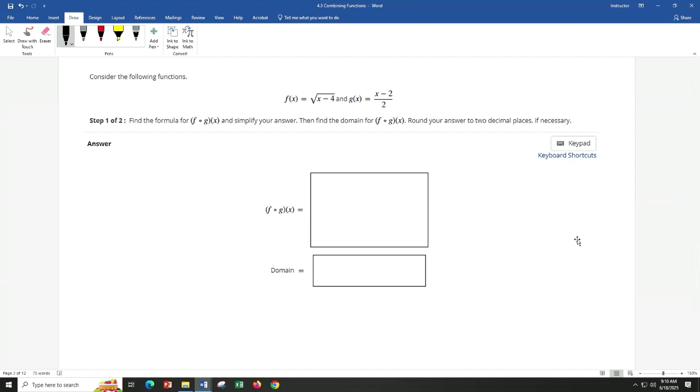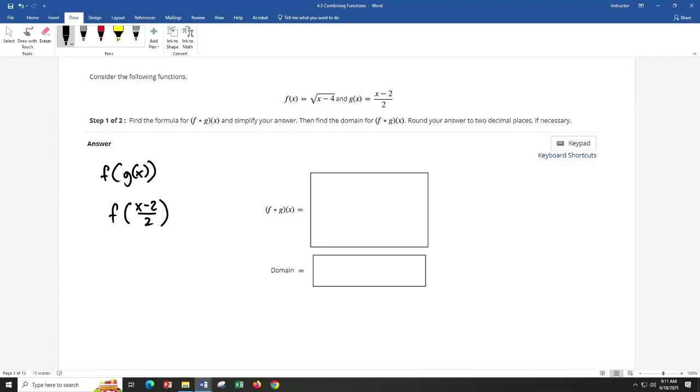Remember, when you're doing f composed of g, hear my words, f composed of g. You're taking the g and placing it into where? The f. You're seeing it like this. You're seeing f composed of g of x. Do we not have a definition for g of x? Yeah. What is it? X minus 2 over 2. Exactly. So since I know x minus 2 over 2 is g of x, you're seeing f of x minus 2 over 2.